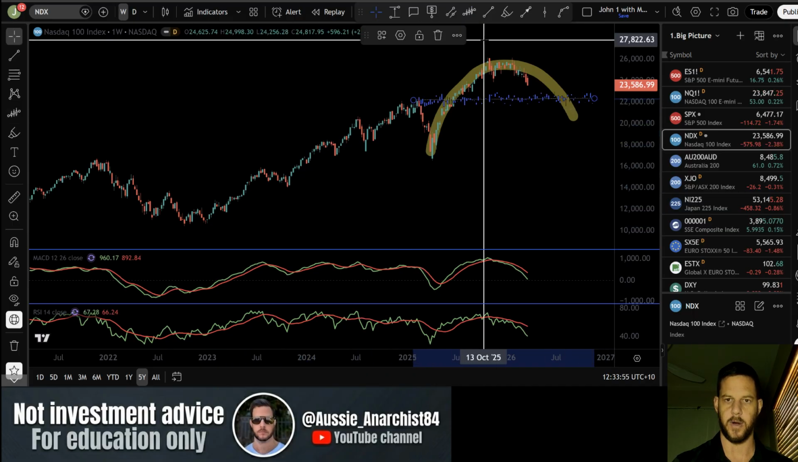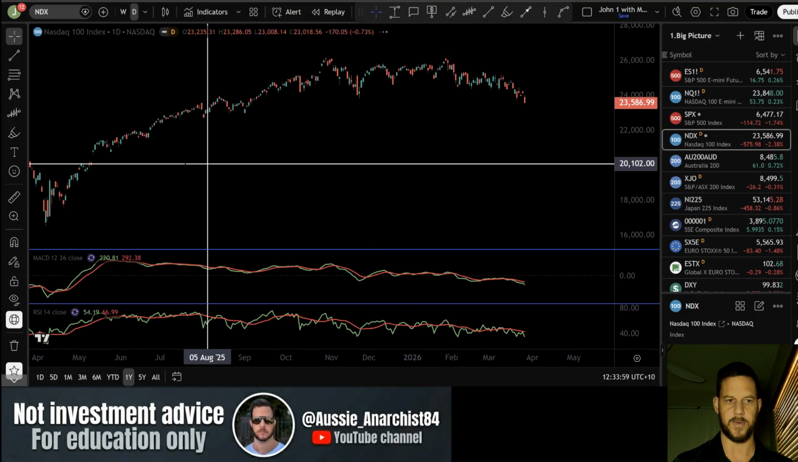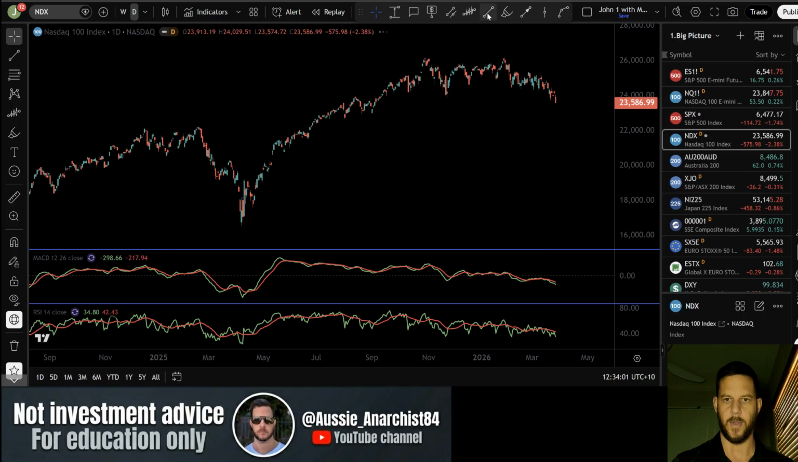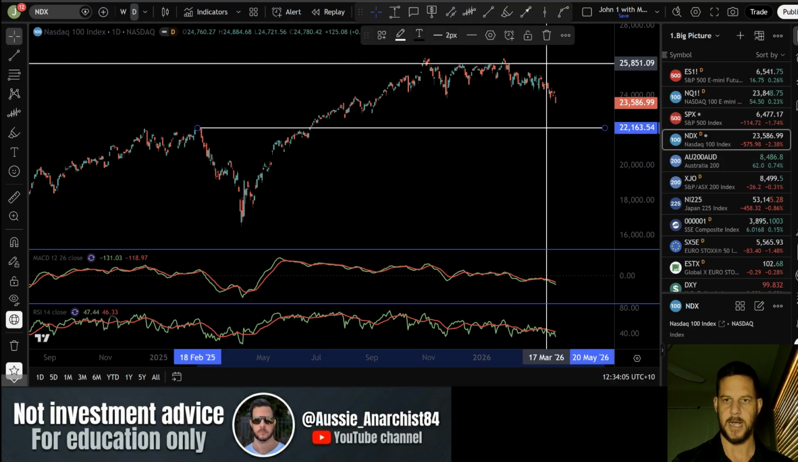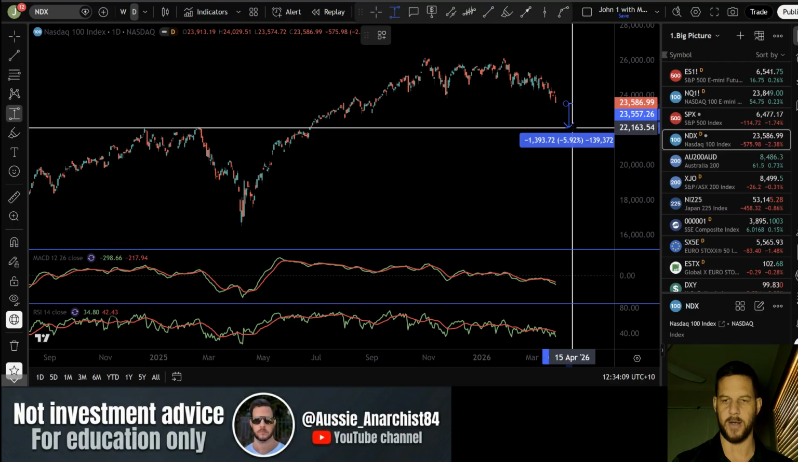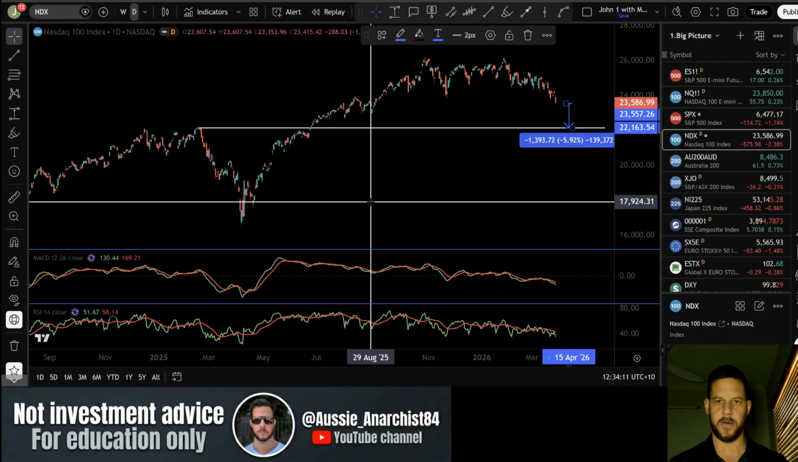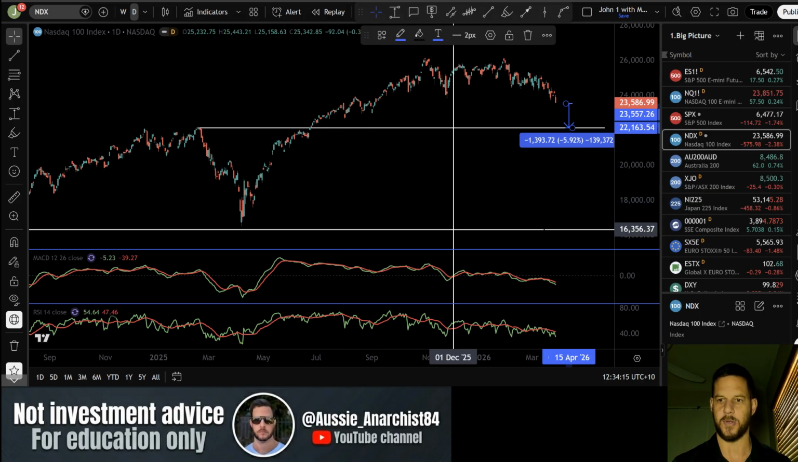Sorry, that's the wrong drawing tool. Let's do that again and zoom in. Let's have a look at that previous key high there. On the daily chart, we can see around 22,150, which would mean Nasdaq falling about another 5 or 6% from here, which I know doesn't sound like a lot, but that's trillions of dollars being wiped off the market.